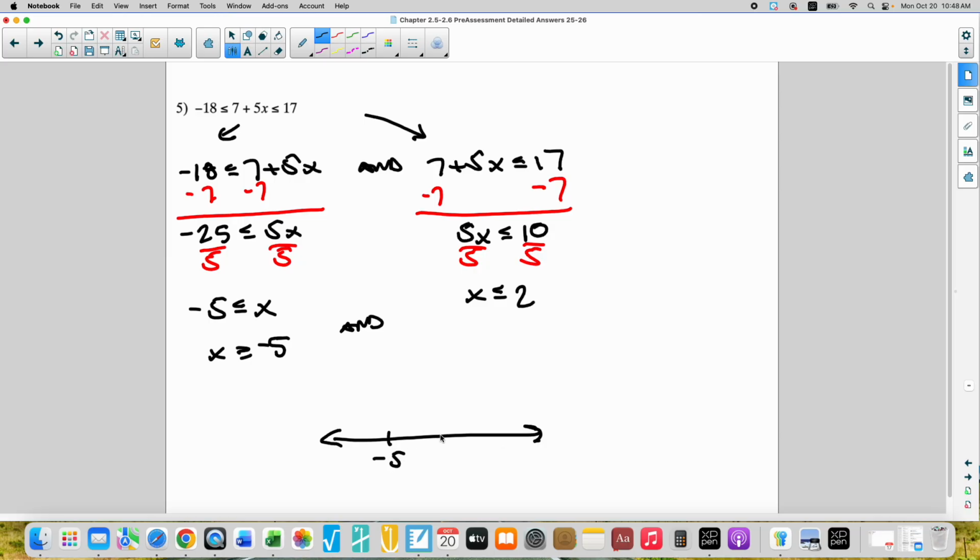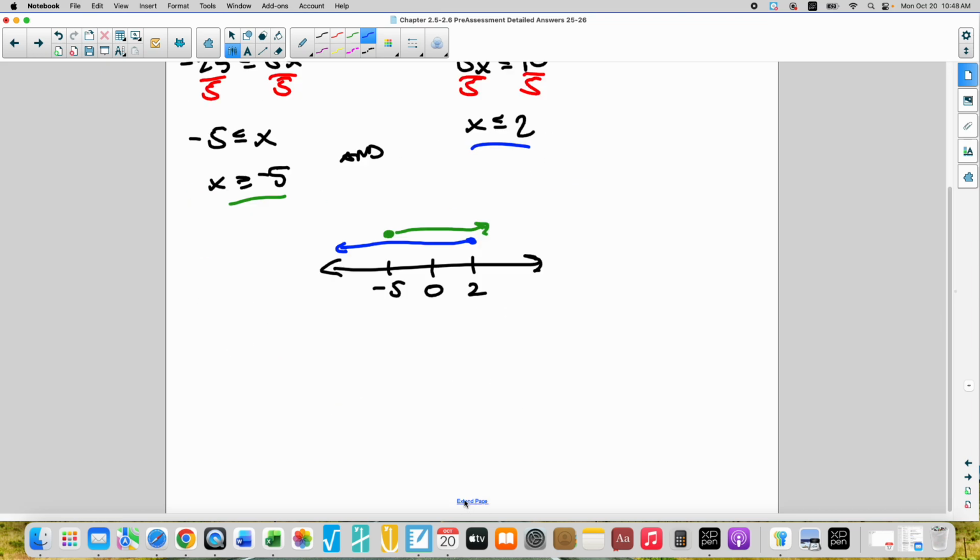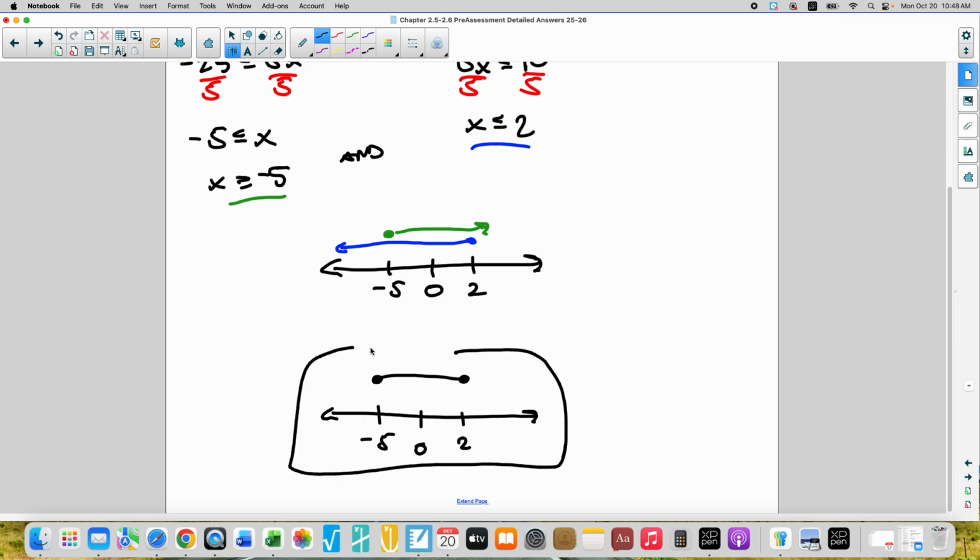We got -5, we have 0, we have 2. Let's do this in green. So closed circle going to the right because it's greater than. Closed circle going to the left because it's less than. And we need the intersection, the overlap of both of those. We're going to have closed circles between -5 and 2. And that would be my solution.